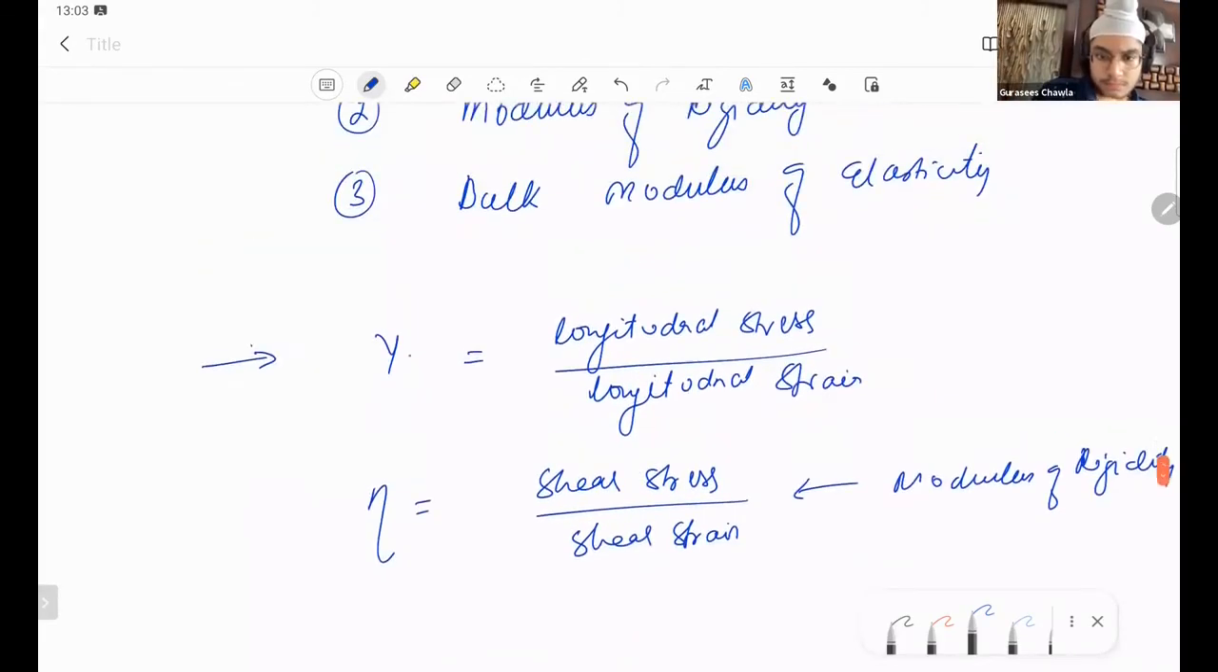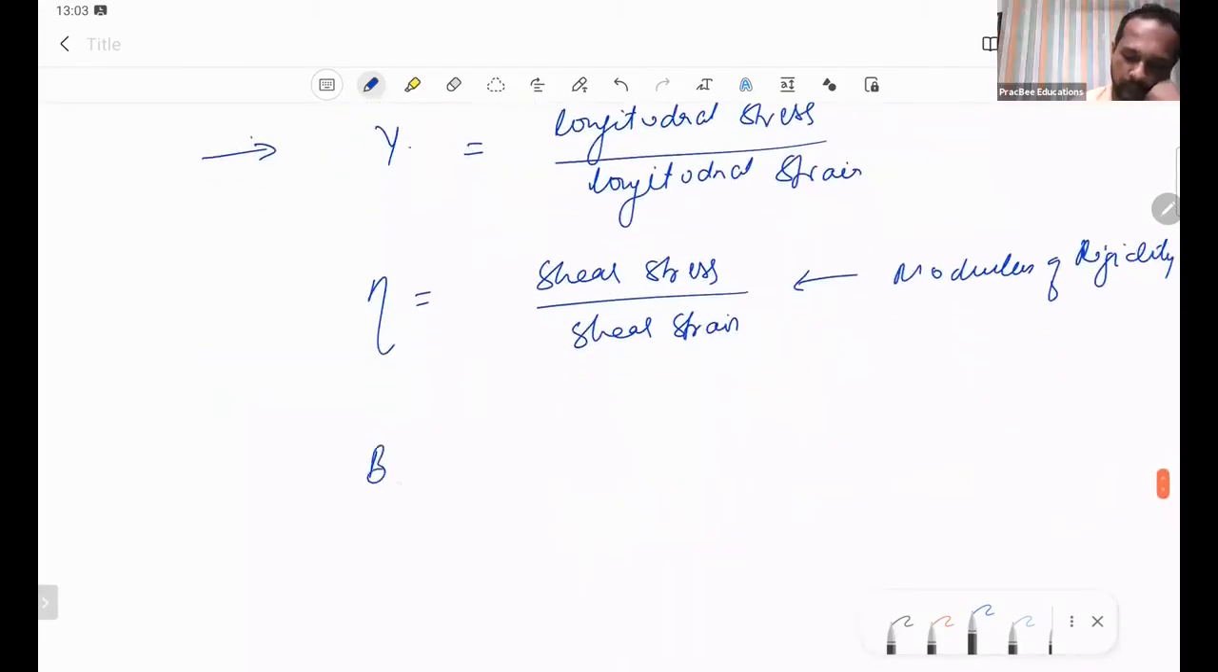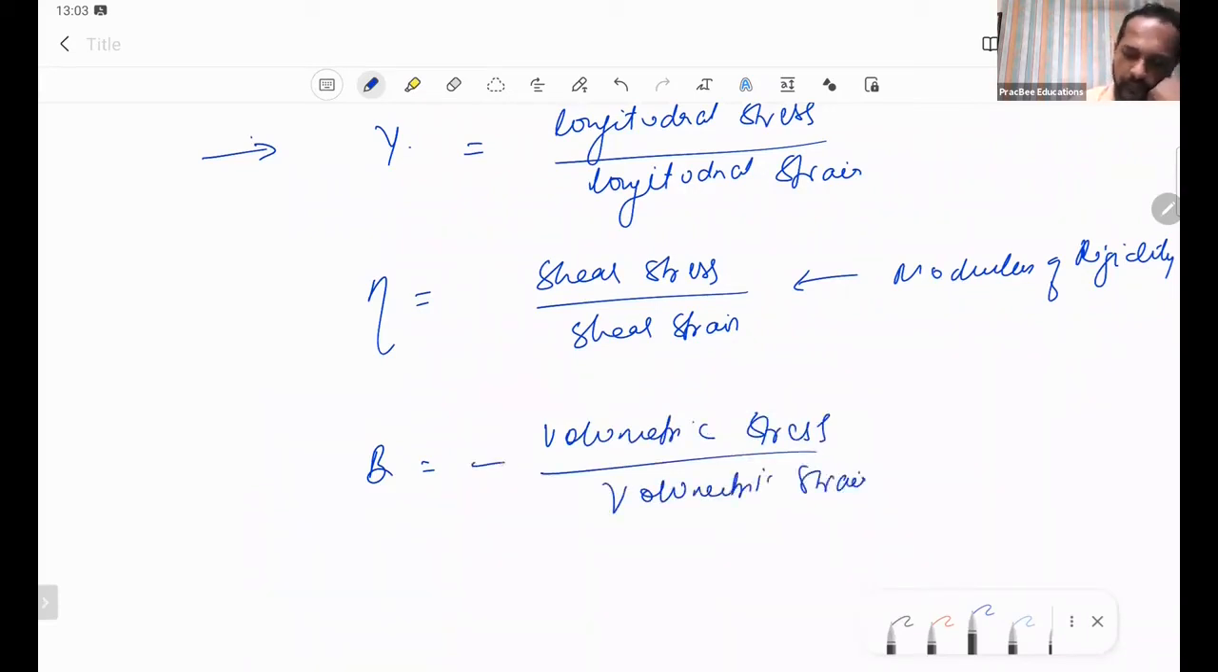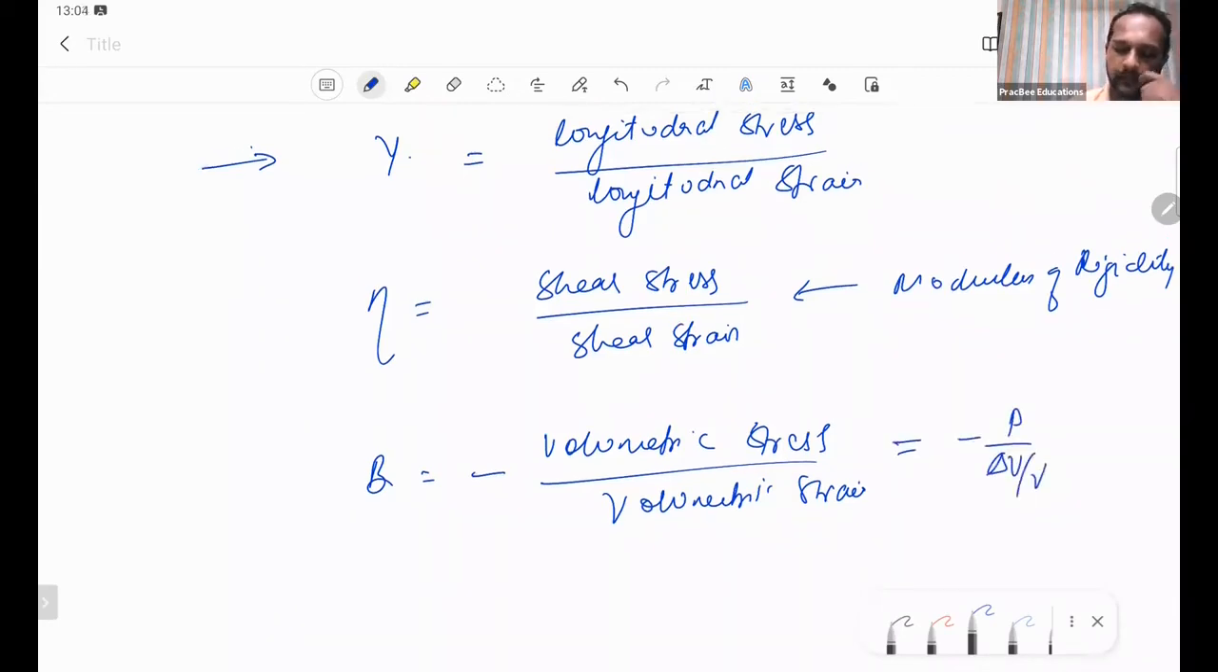And then हमारे पास आता है bulk modulus B, that is volumetric stress upon volumetric strain with a minus sign here. यहाँ पे हम minus sign put कर देते हैं. So basically this becomes pressure upon delta V by V with a minus sign.